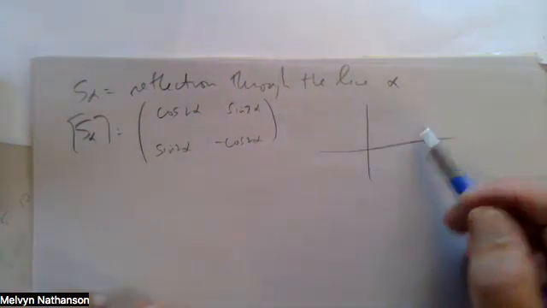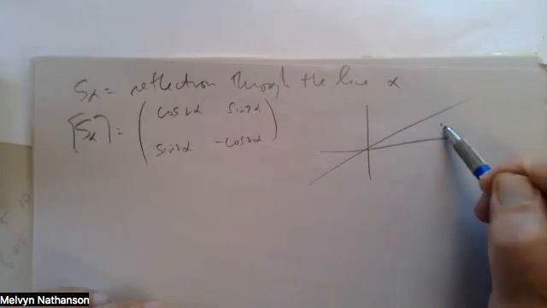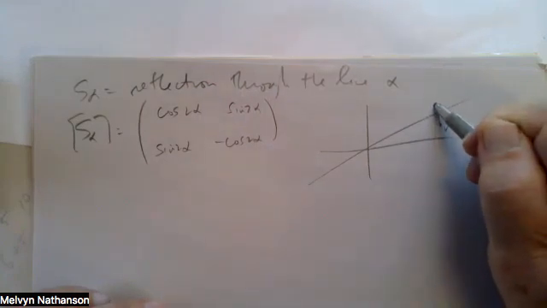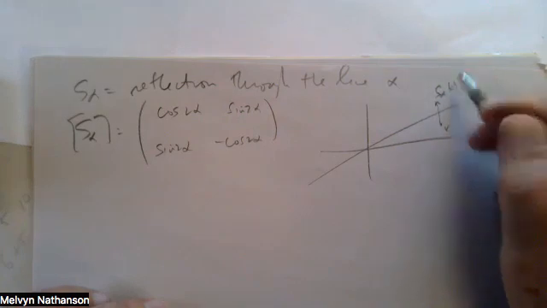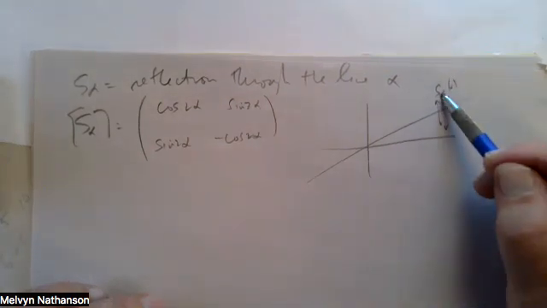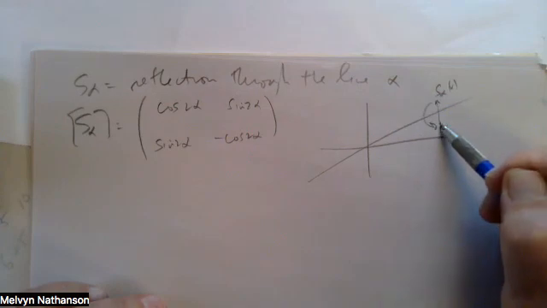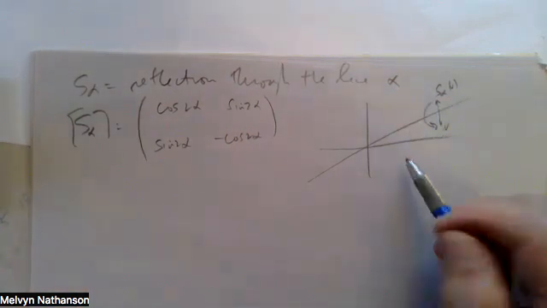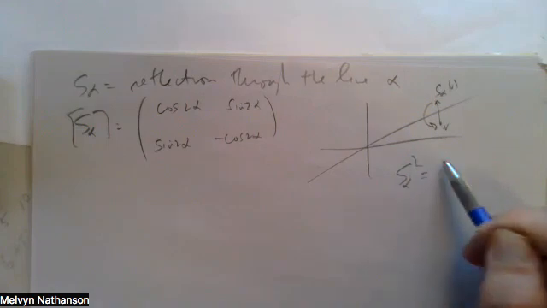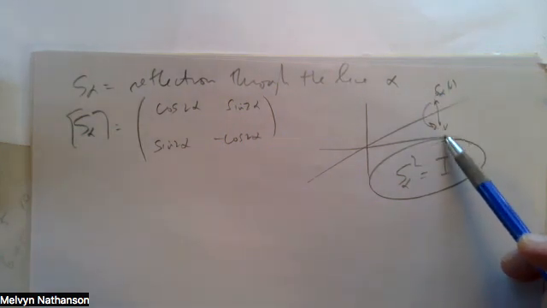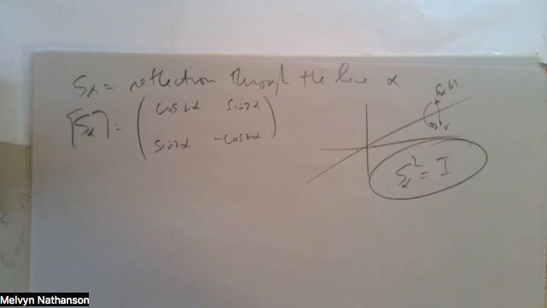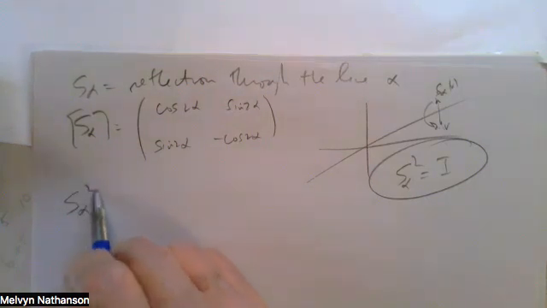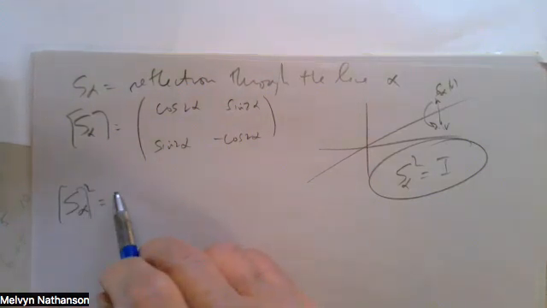Let's do a simple check. Here's my line. I take a vector v, I reflect it to S alpha of v. Then we reflect it back. If I reflect back, I'm back where I started. So we should have S alpha squared is the identity, right? If you reflect through the line and then you reflect back again, you're back where you started. So let's just check that this matrix identity works. What's S alpha squared? This matrix squared.